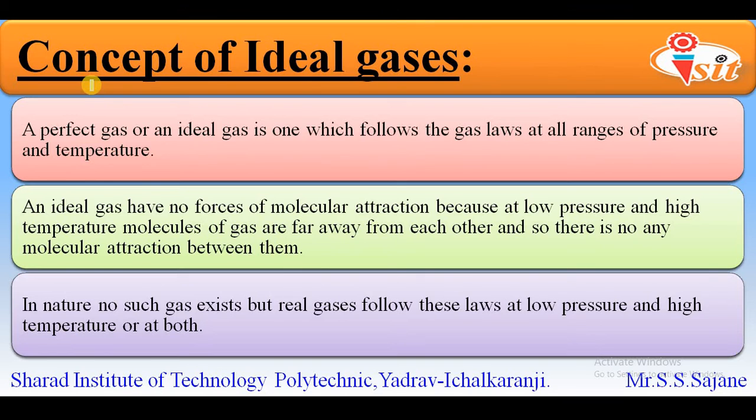In short, there are just two main points which we should understand from this slide. The first point is that ideal gas or perfect gas, these gases practically do not exist in nature. And the second most important point is that real gases will behave just like an ideal gas only under the conditions of low pressure and high temperature, or at both. So if we change these conditions, that is, if we talk about low temperature and high pressure, then under such conditions the real gases will fail to behave just like ideal gases.